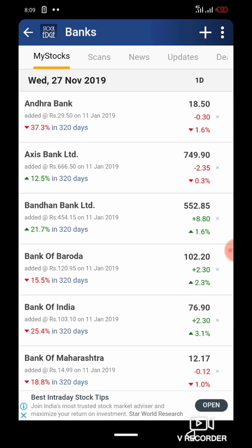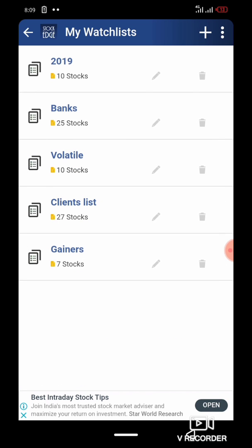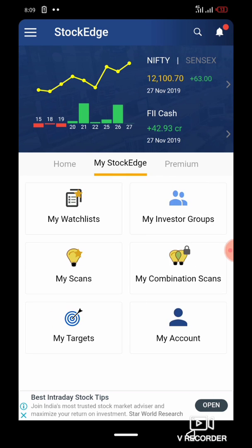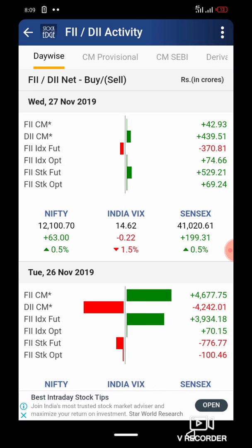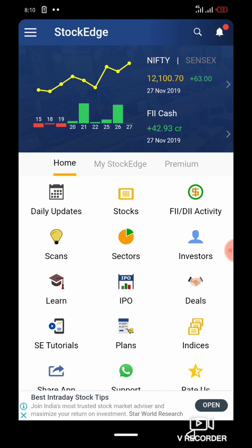And there are so many things here, like daily updates, FII DII activity. Let's see, this is a good application for you guys.